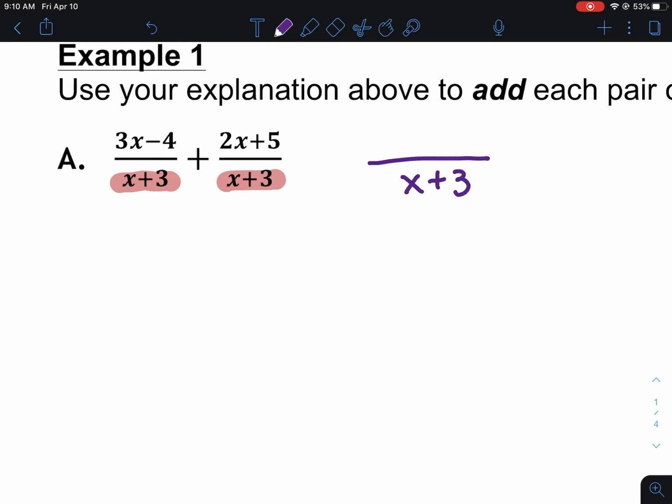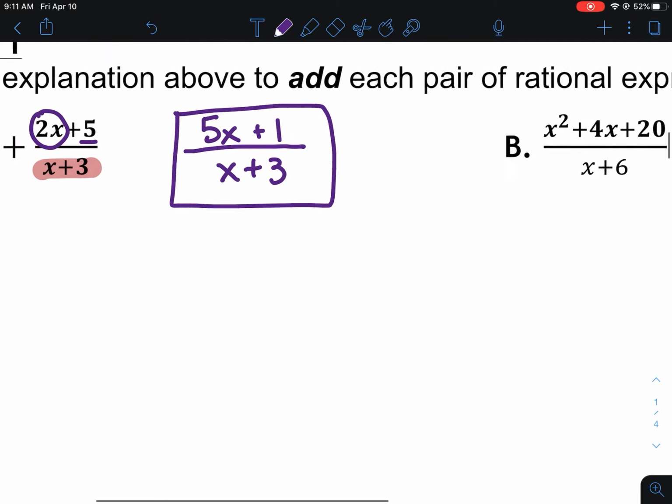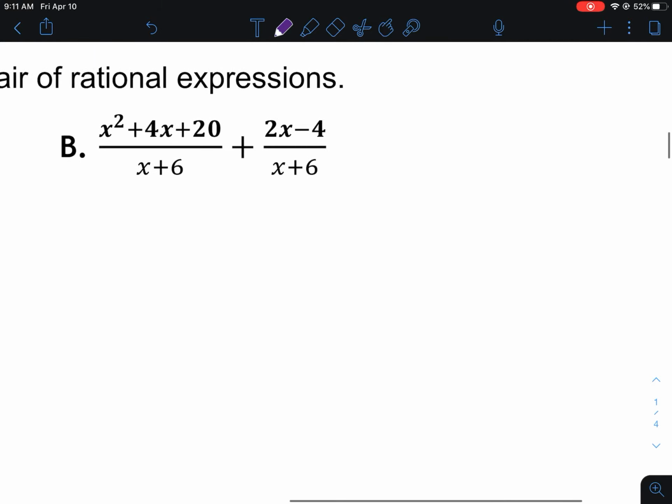The only difference is when I add this together, I have to look for like terms. So 3x and 2x I can add together. -4 and 5 gives me 1. And that's it. 5x plus 1 over x plus 3. Go ahead and try B. If you want to pause the video and go ahead and try that.